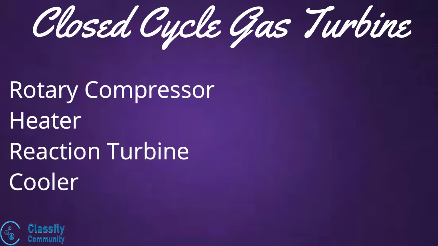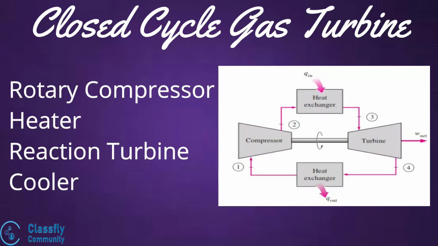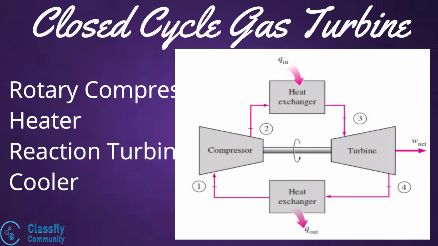Next, we move on to the closed cycle gas turbine. Well, this is just a modification of the open cycle turbine. This turbine also consists of a rotary compressor, a heater, and a reaction type turbine. In addition, it also has a cooler.